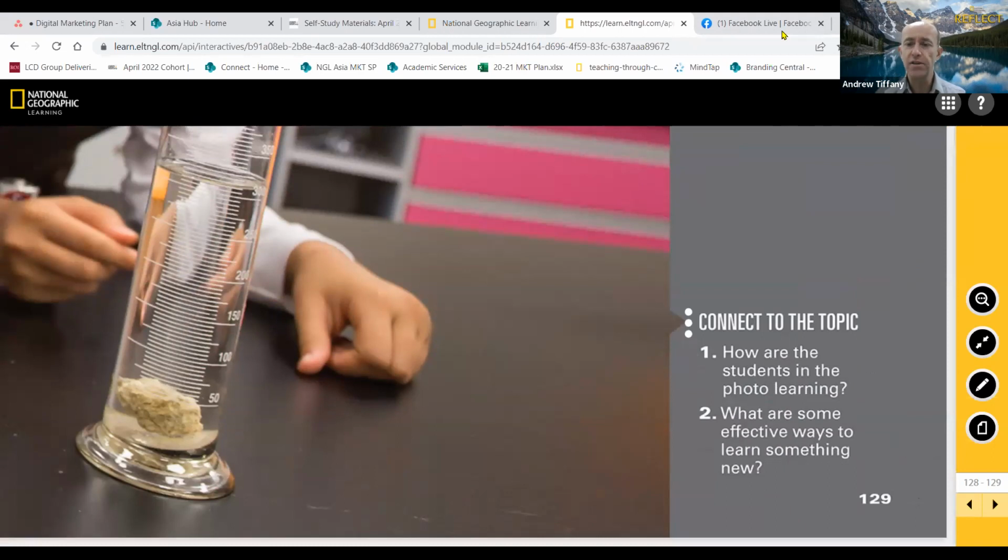So it says, how are the students in the photo learning? If you had to use some words to describe how they're learning, what would you say? What's the way that they're learning? Learning by doing, says Abora. Yeah, they're engaging, says Galam, right?